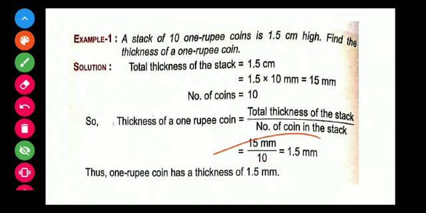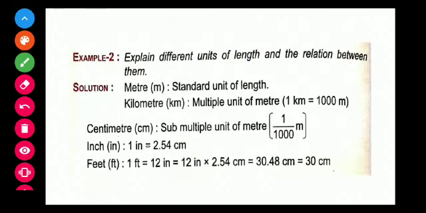Next is to explain different units of length and the relation between them. First is meter. This is the standard unit of length. Second, kilometer. These are the different units of length. We measure the length in meter. This is the SI unit of length, and we can also measure the length in kilometer.